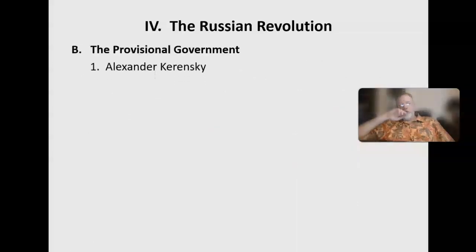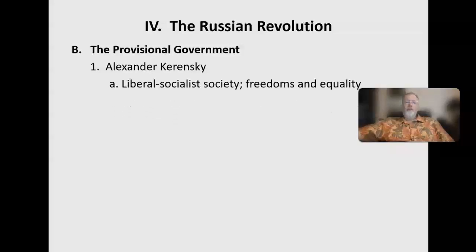This new provisional government comes in. The new leader of the government is chosen. Alexander Kerensky becomes the new leader of this new Russian government, which turns out to be an interim government. We don't really know that at the time, but it comes to be a temporary government. He establishes some very interesting things. A liberal socialist society, freedoms and equality, freedom of religion, freedom of speech, freedom of assembly, the right to unionize, the right to strike. Creates a sort of social democracy.